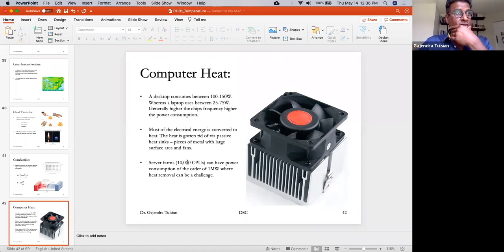Imagine your air conditioner breaks down, all those CPUs would heat up, and all those machines are running some banking system. You cannot shut them off. You have a problem on your hands. So anyway, you have to worry about all those problems.